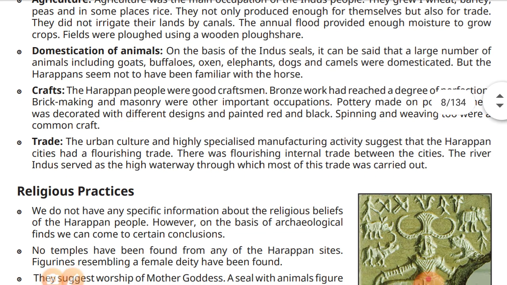They did not irrigate the land by canals; the annual flood provided enough moisture to grow the crops. The fields were ploughed using wooden ploughshares. How did domestication of animals happen?